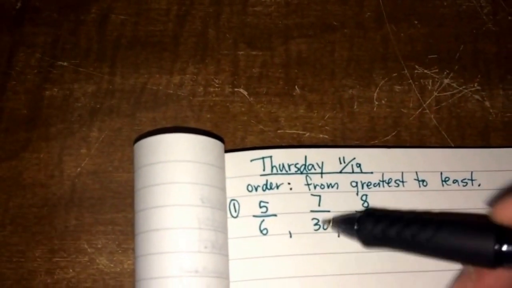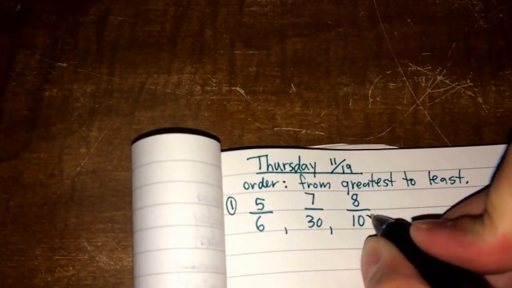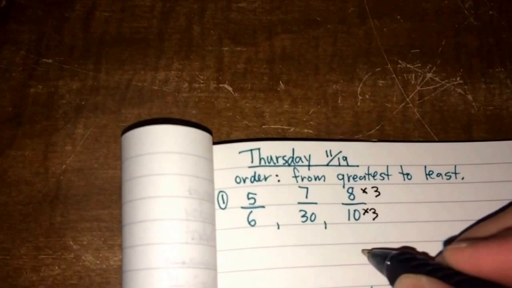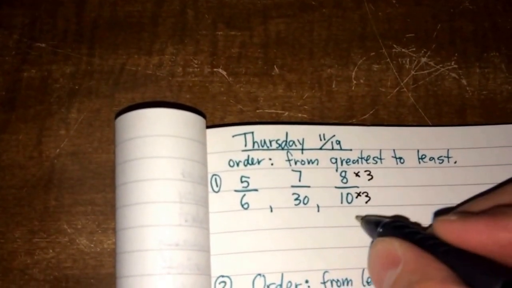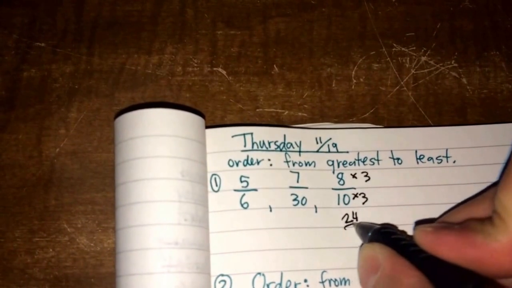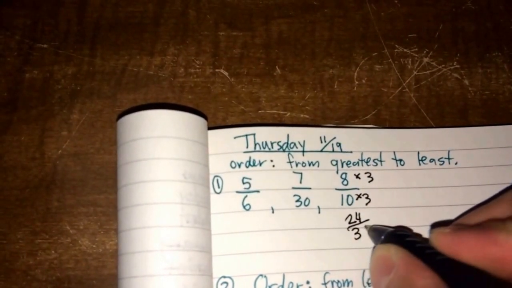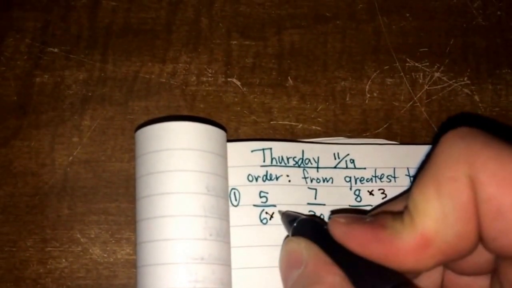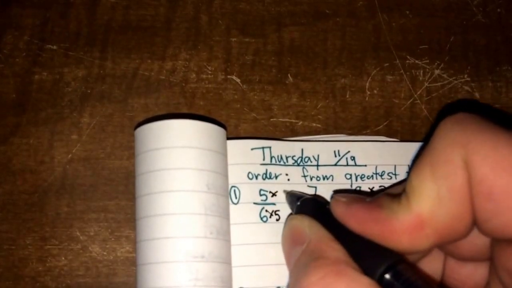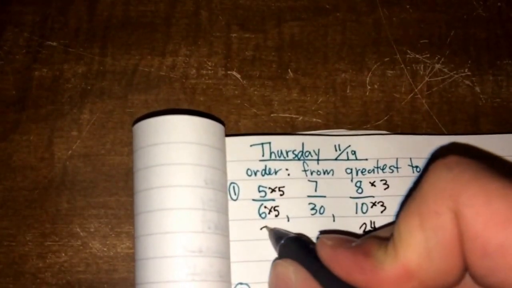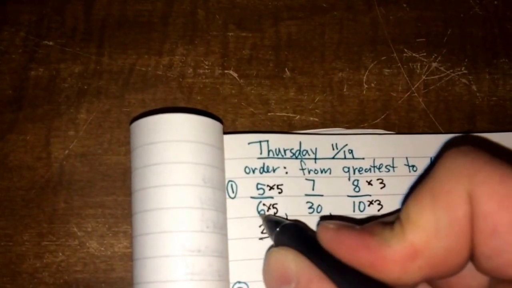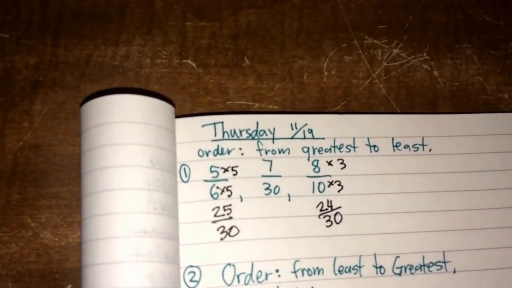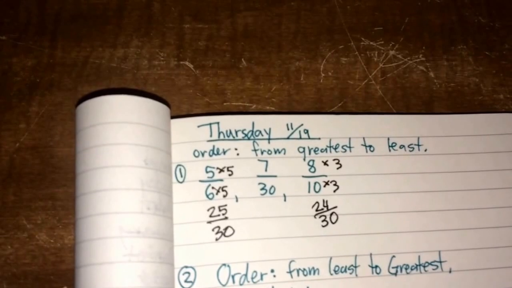So I'm going to leave 7/30 alone. I'm going to multiply 8/10 by 3 to get an equivalent fraction. 8 times 3 is 24. 10 times 3 is 30, so we'll get an equivalent fraction of 24/30. And then I'm also going to multiply 5/6 by 5. 5 times 5 is 25. And 6 times 5 is 30. So now I can easily put these in order from greatest to least. Holy moly, I threw you off there.